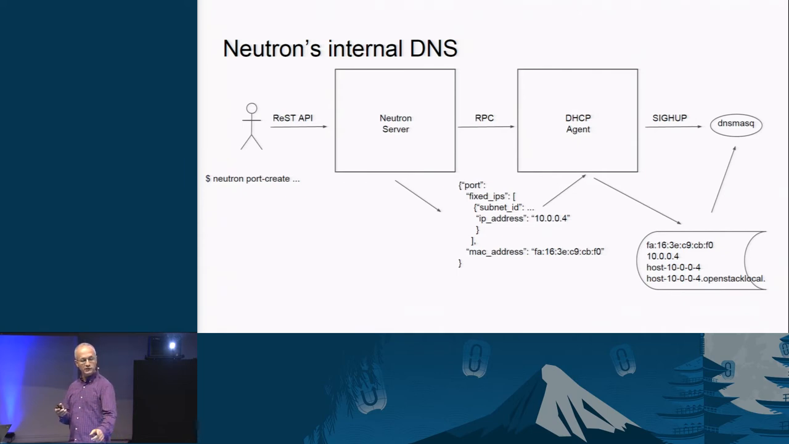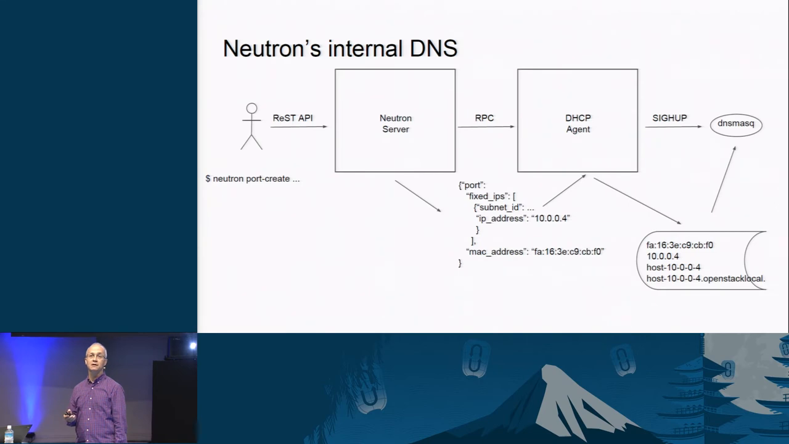So essentially, the DHCP agent is creating these names. As you can see in the lower right corner of the slide, the name that the DHCP agent creates is host-, and then the IP address of the port. And the same thing with the fully qualified domain name. It becomes host-, the IP address that was assigned to that port, and then the default domain for that OpenStack instance.